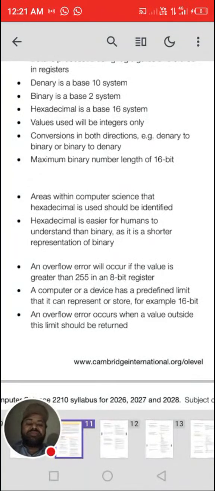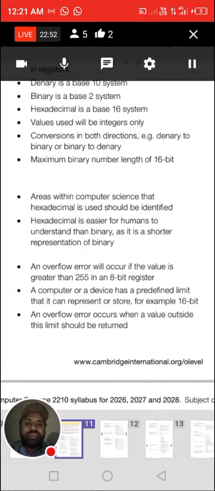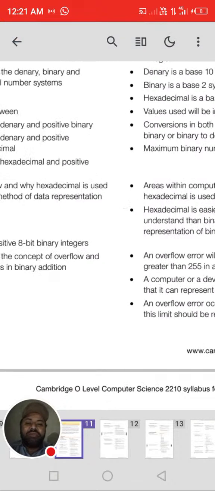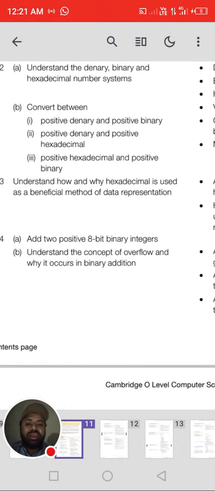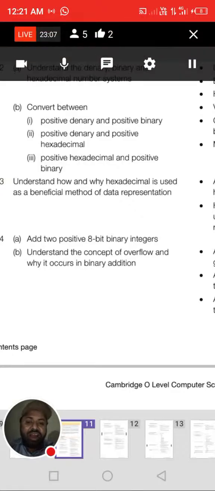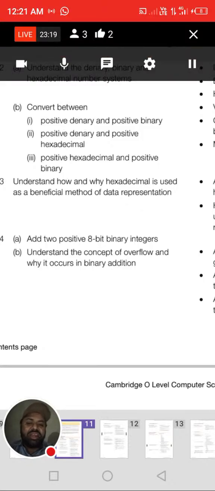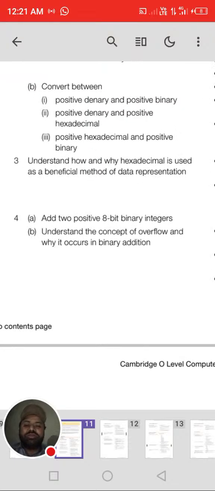Maximum binary number length of 16 bits. Where we use the binary system, we can store in 8-bit format or 16-bit format. Here the maximum binary number length is 16 bits, and we will use it. We will cover all these concepts in depth: how to convert from binary to decimal, decimal to binary, hexadecimal to binary, and binary to decimal and hexadecimal. Understand how and why hexadecimal is used as a beneficial method of data representation.